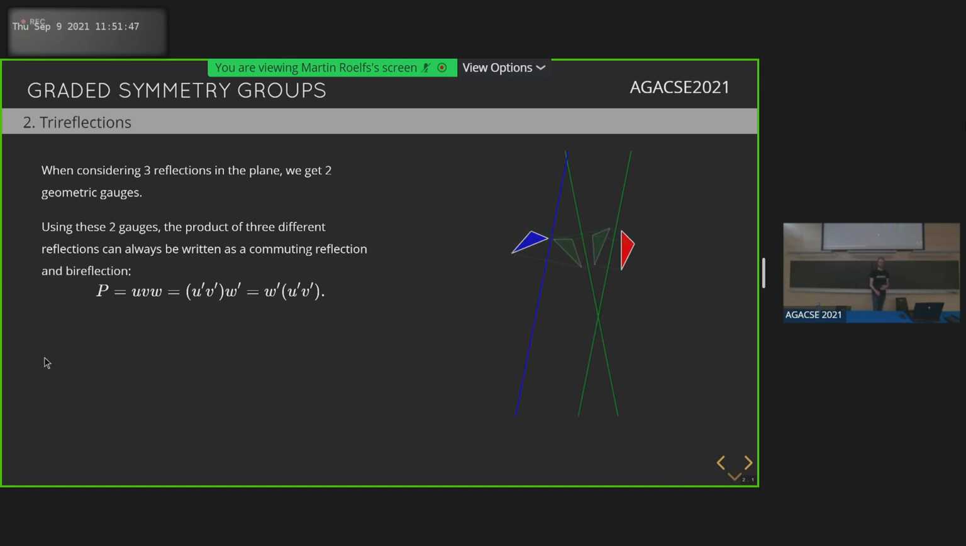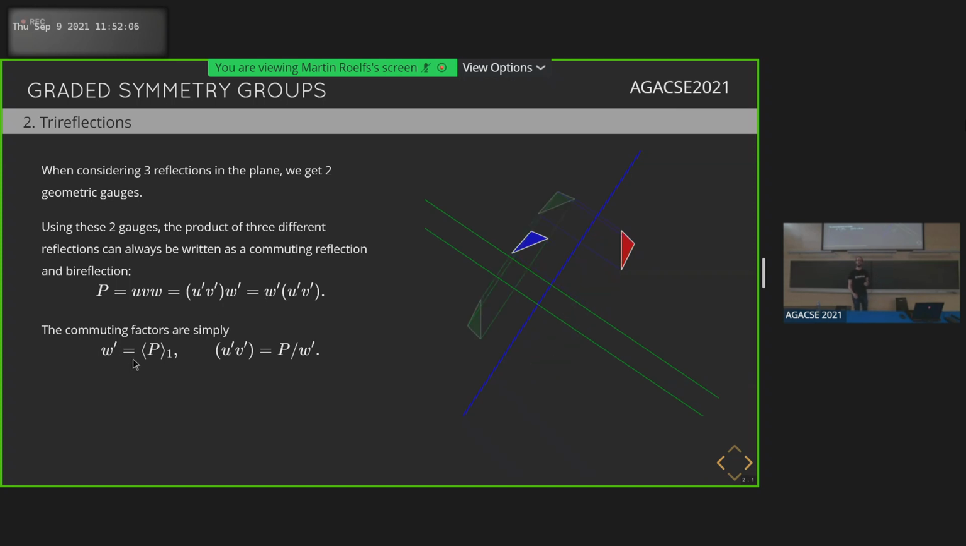And so in equation form, if you have any product of three different reflections, you can simplify that to a bireflection u prime v prime and a w prime, which is a reflection, and those commute. It turns out that the commuting reflection is just given by the vector part of this P. So you can pop that one out quite easily, and then you divide it out, and you are left with the bireflection which commutes with this w prime.